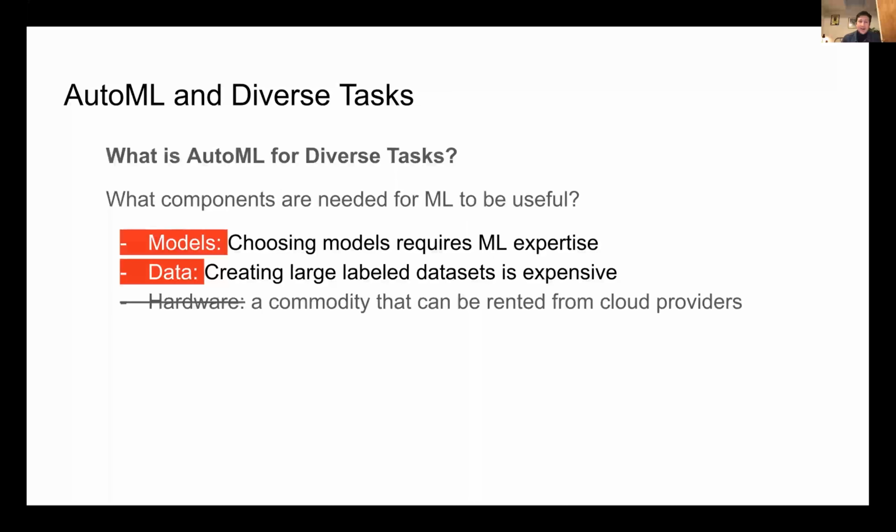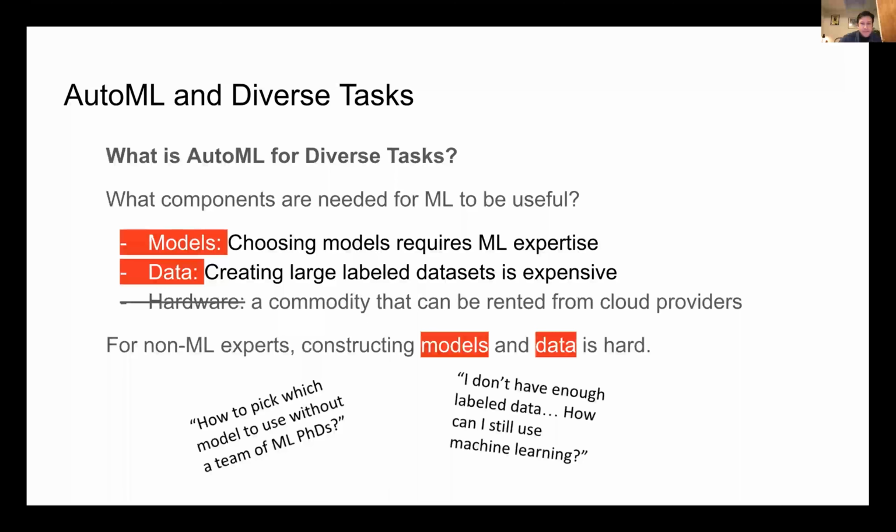As for models, as I alluded to, choosing models requires ML expertise. We saw what happened with ImageNet. It took 5 years to develop complicated, crazy looking deep neural network architectures that ended up beating human performance. And as for data, creating these large labeled data sets is expensive because you have to pay people to label the data. It's also time consuming, and you have to somehow scrape images if you're doing something like ImageNet. So this can be a costly venture for sure.